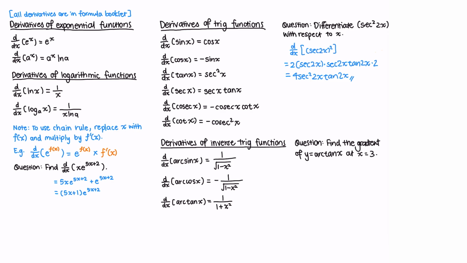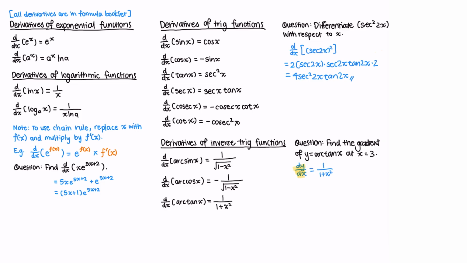So differentiating arcsine x with respect to x, we get 1 over square root of 1 minus x squared. Differentiating arccosine x will give us the negative of 1 over square root of 1 minus x squared. And the final one, the derivative of arctangent x will give us 1 over 1 plus x squared. So this question asks us, find the gradient of y equals arctangent x at x equals 3. We know that dy over dx equals 1 over 1 plus x squared.